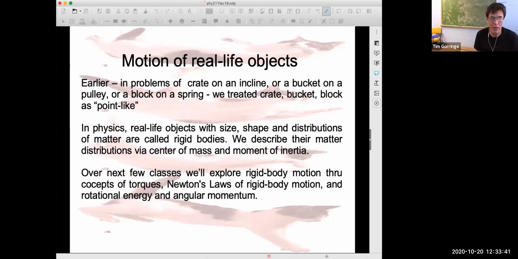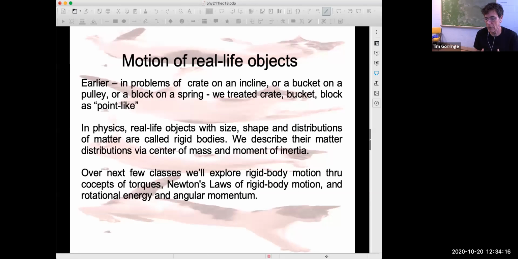The block was a point-like block, meaning that we imagined that the forces acting on the crate or the bucket or the block were all acting at a single point. And we could treat the crate, the block, the bucket as a single point. And of course, the crate and the bucket and the block aren't a single point. They are really distributions of matter, distributions of mass.